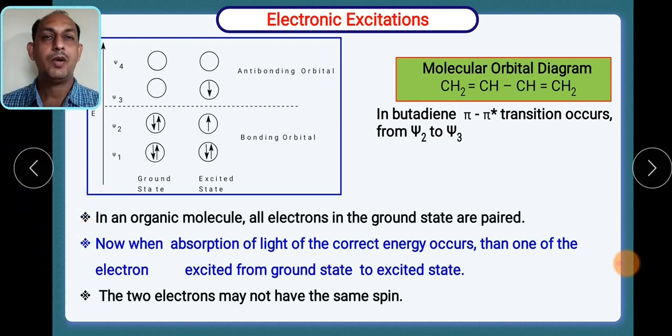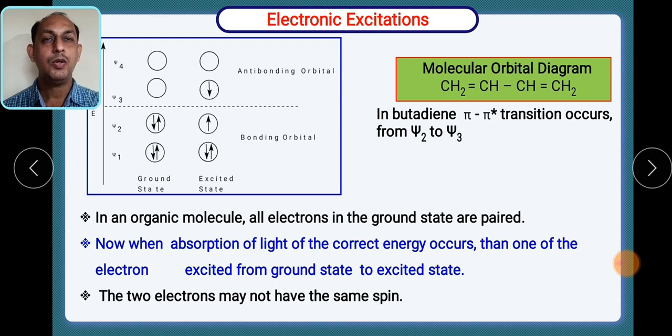So basically what happens in organic molecules is that the electrons in the ground state are paired. Paired means in this particular form. Pairing means what? One electron with parallel spin and one electron with anti-parallel spin. This is called paired, just like here you can see. So this is paired. And right now you can see these two electrons becoming unpaired.